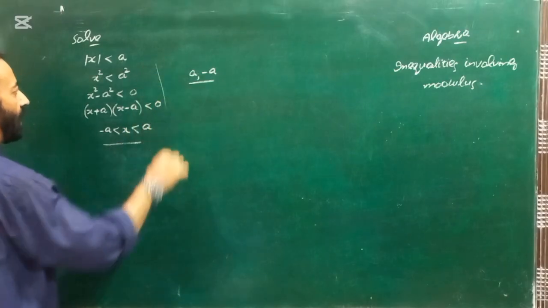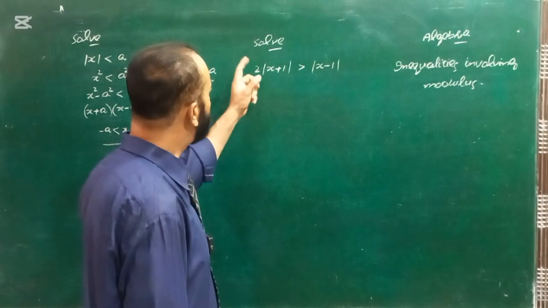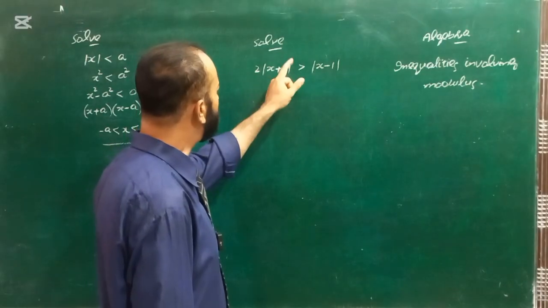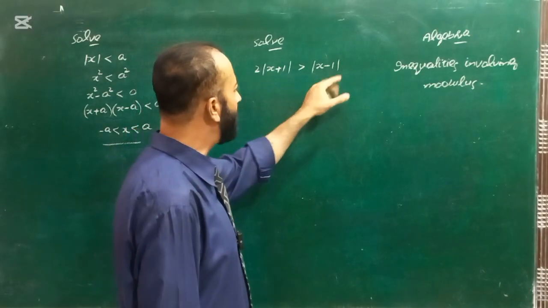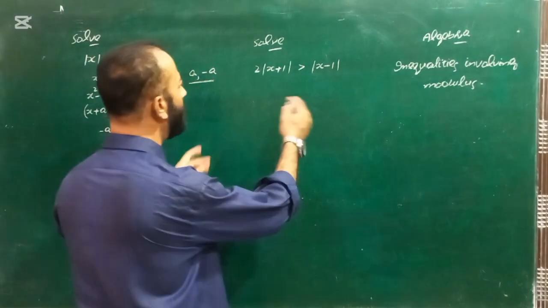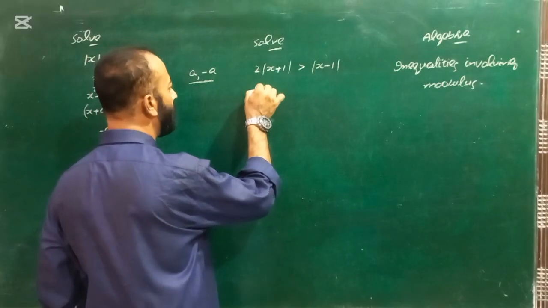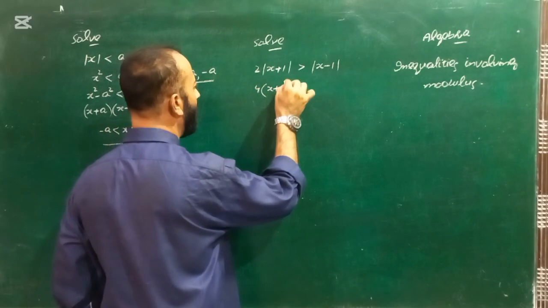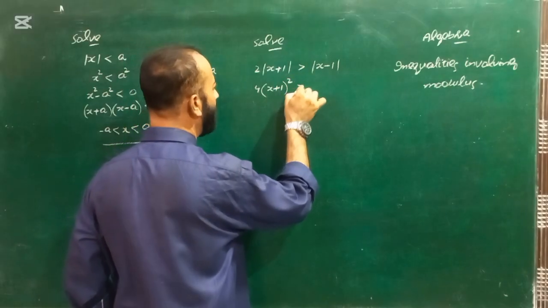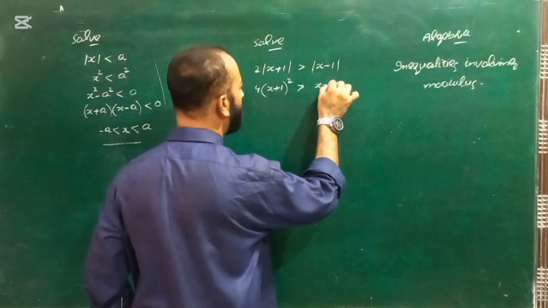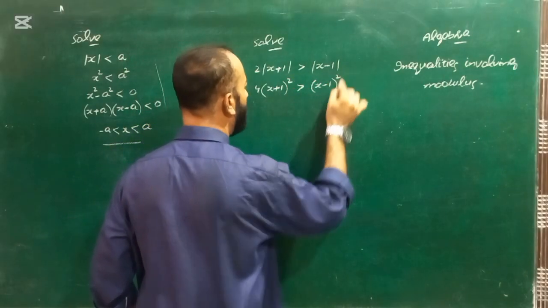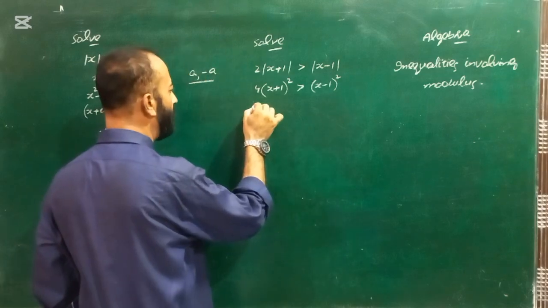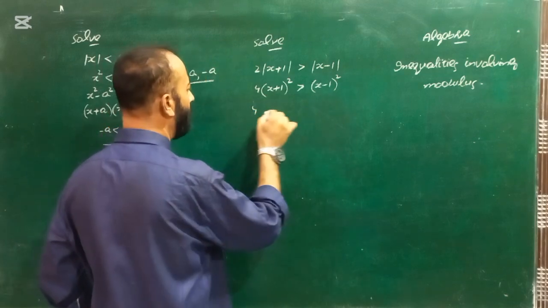So this is the answer. And another question: solve modulus of 2x plus 1 greater than modulus of x minus 1. Taking the square of both sides, it will become 4 into (x plus 1) whole square greater than (x minus 1) whole square. At this step you will open the brackets by applying the formula.